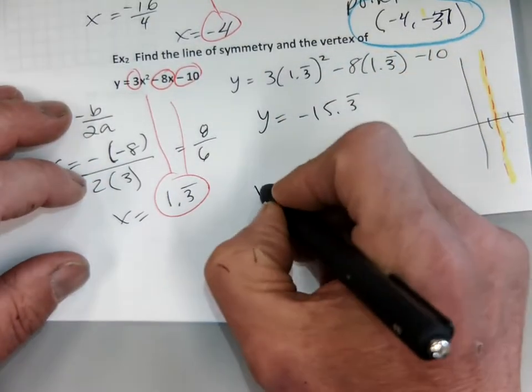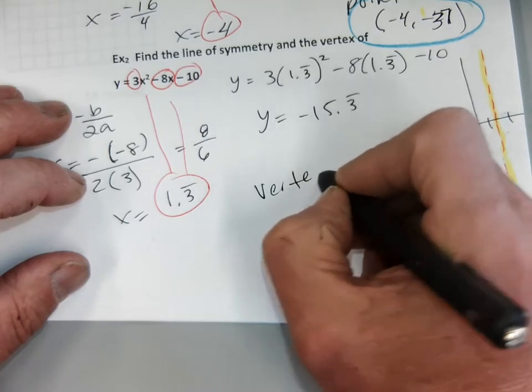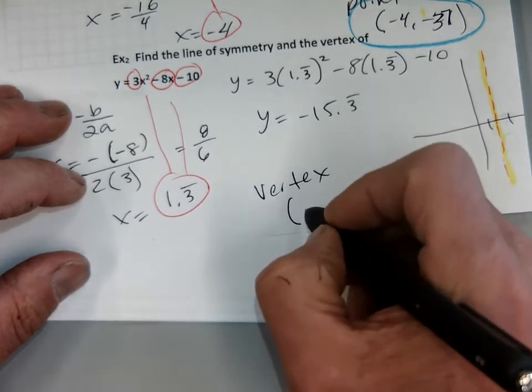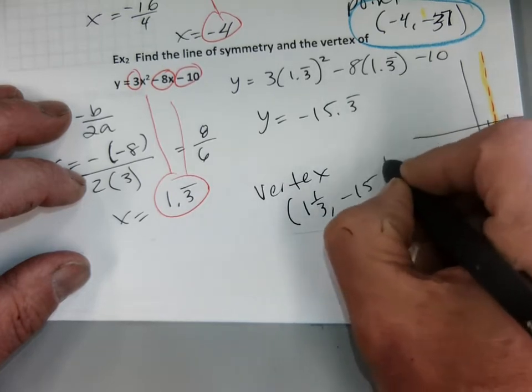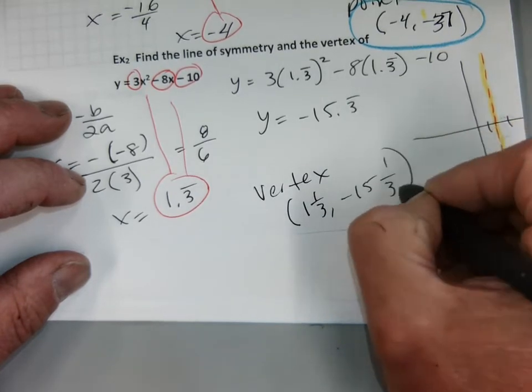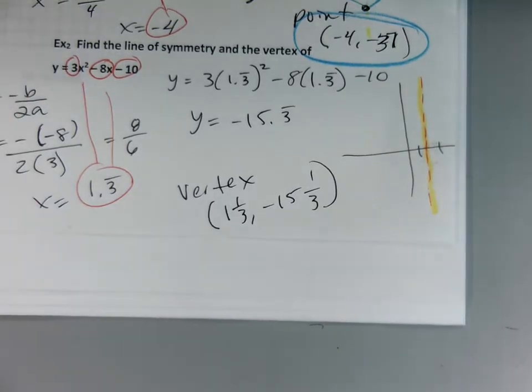So my vertex as a fraction is 1 1/3, comma, negative 15 and 1/3. Okay? Don't let fractions bother you too badly. I could take a decimal. I just want you to be able to get close, okay?